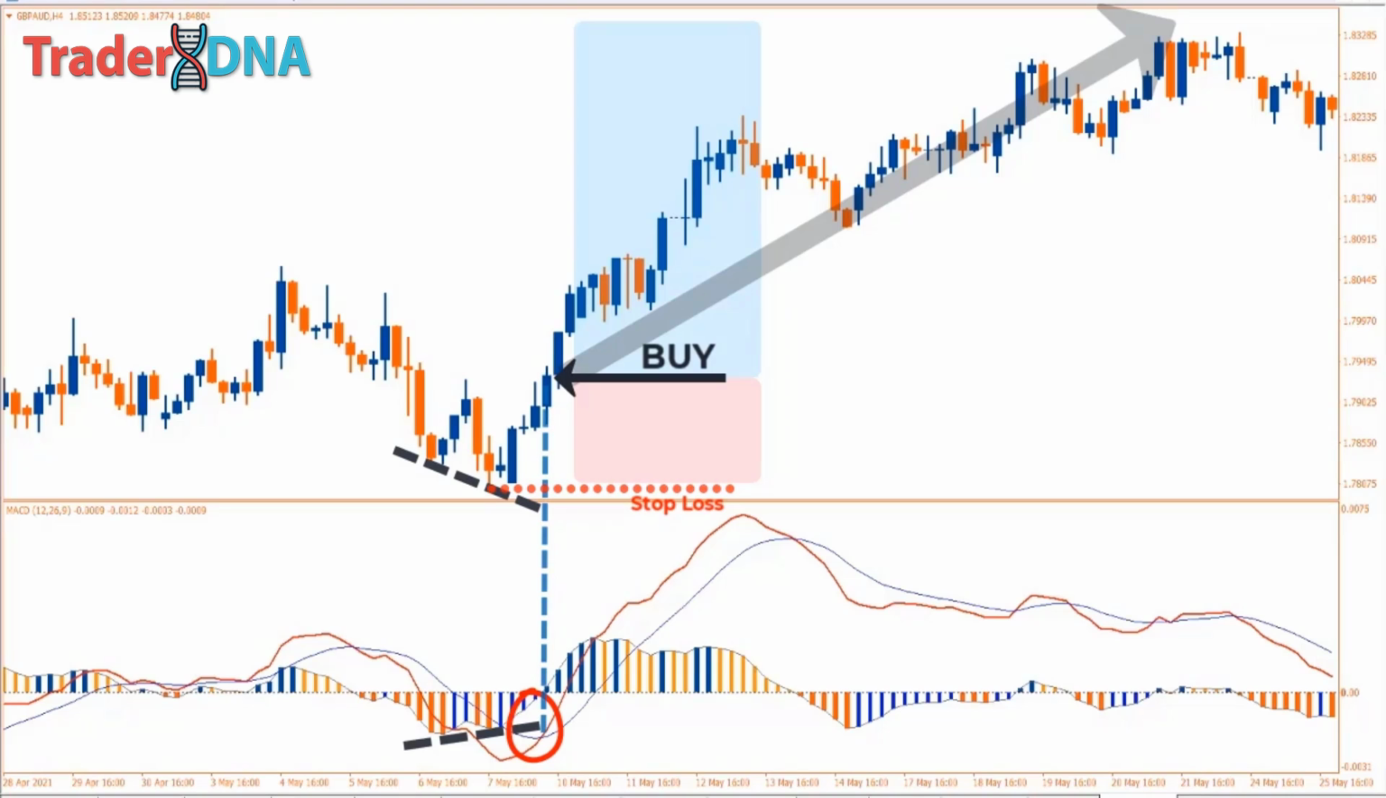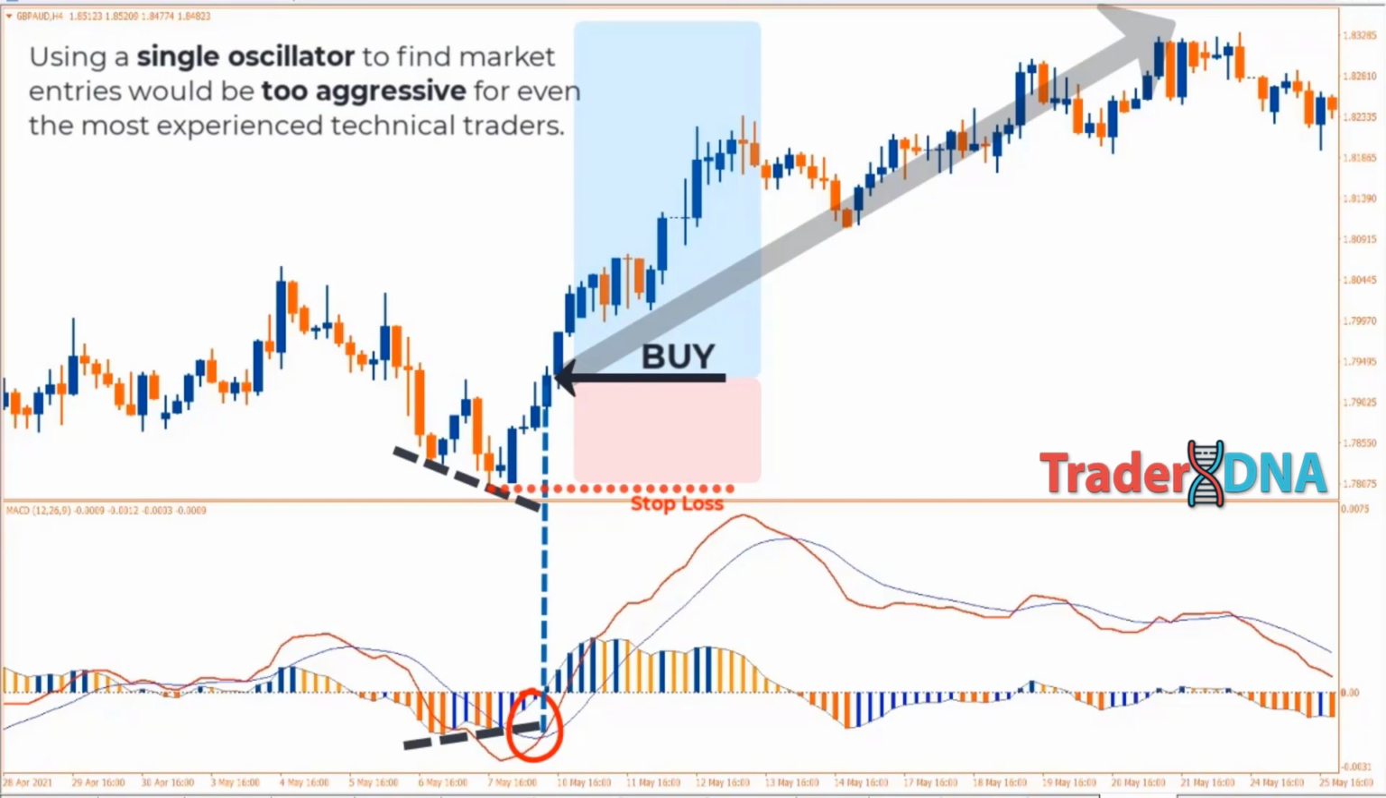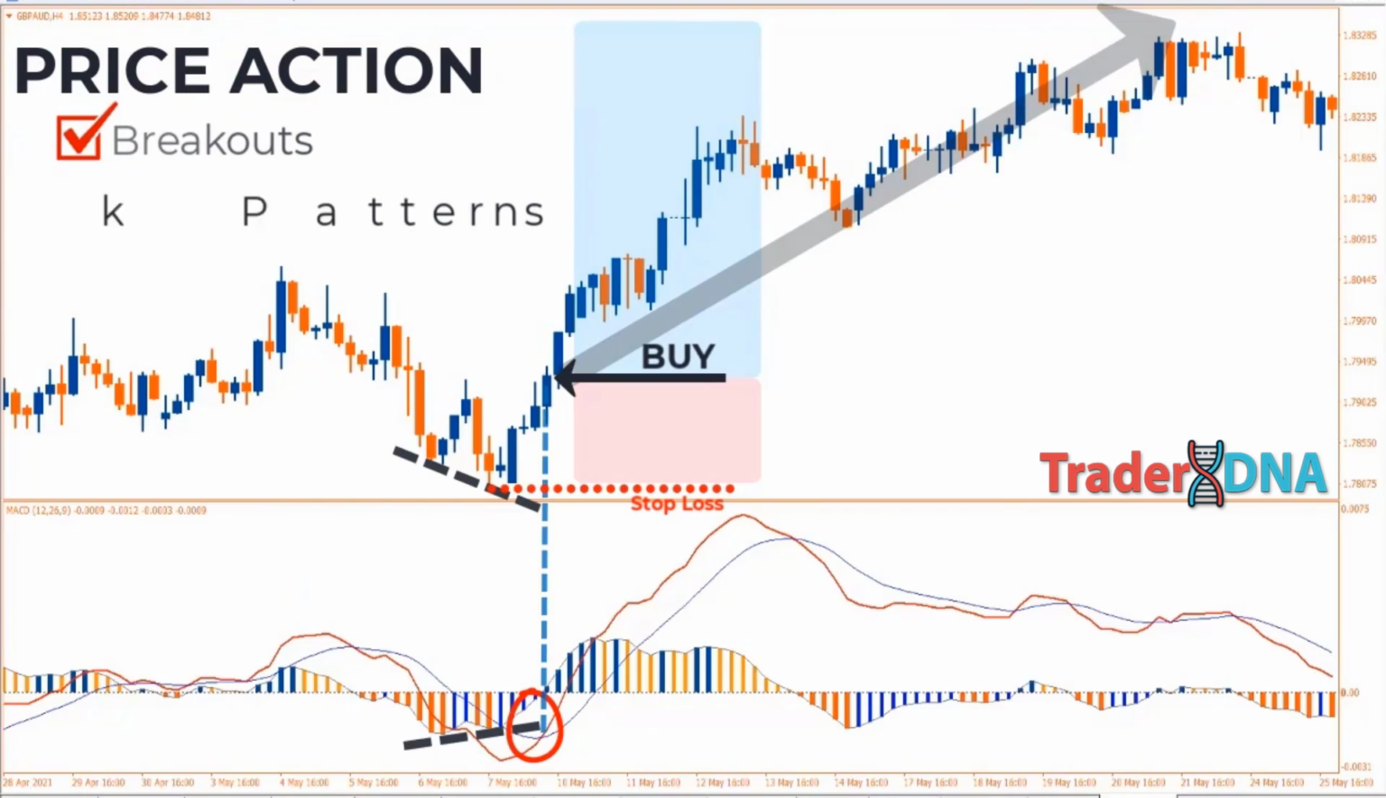Oscillator indicators are great at finding direction and measuring the momentum of the directional movement of asset prices. But using a single oscillator to find market entries would be too aggressive for even the most experienced technical traders. Instead, we recommend that you combine one of the top 3 oscillators we discussed above with price action, either breakouts or candlestick patterns, to confirm before placing any orders.